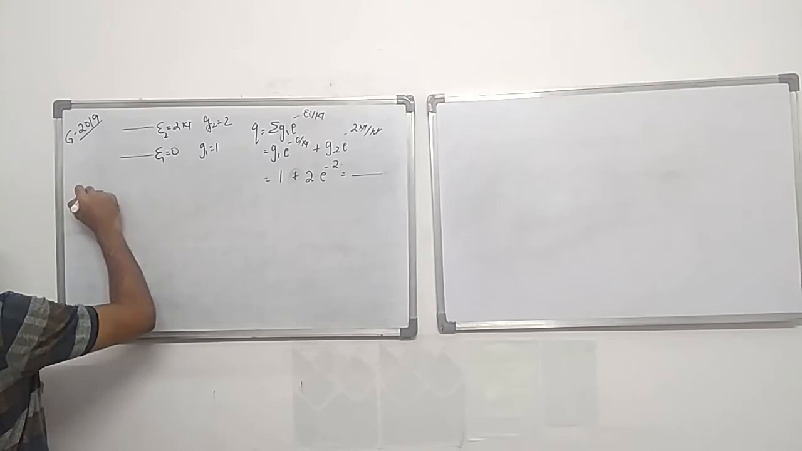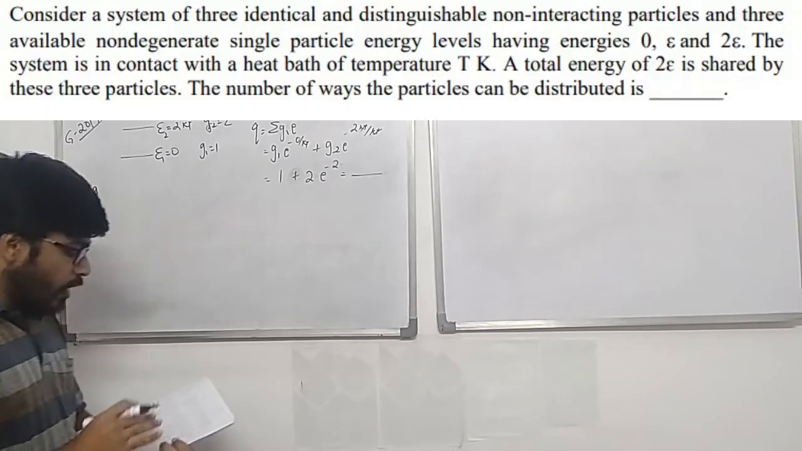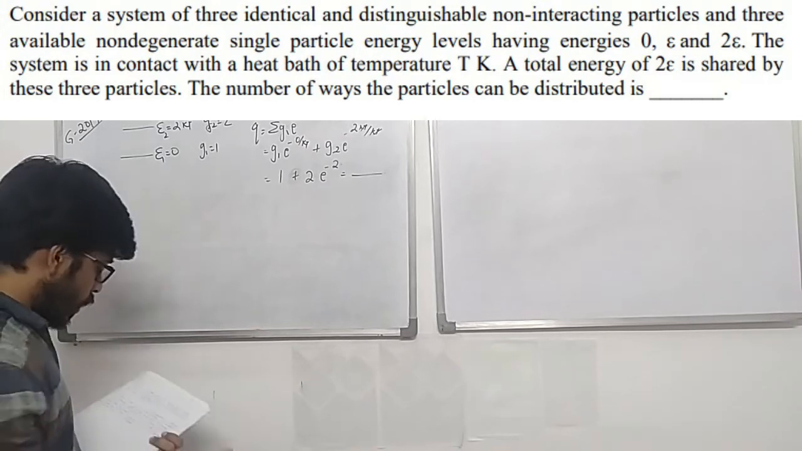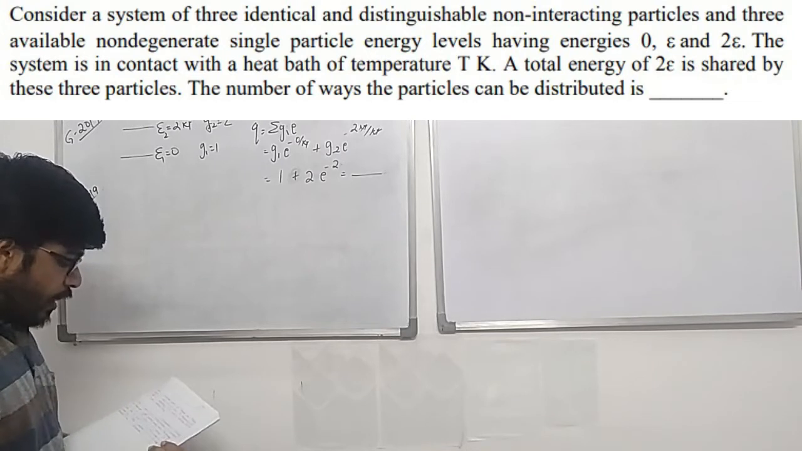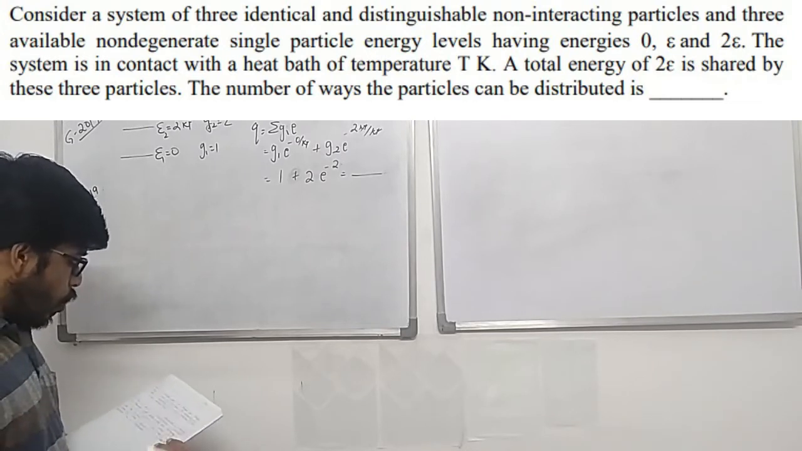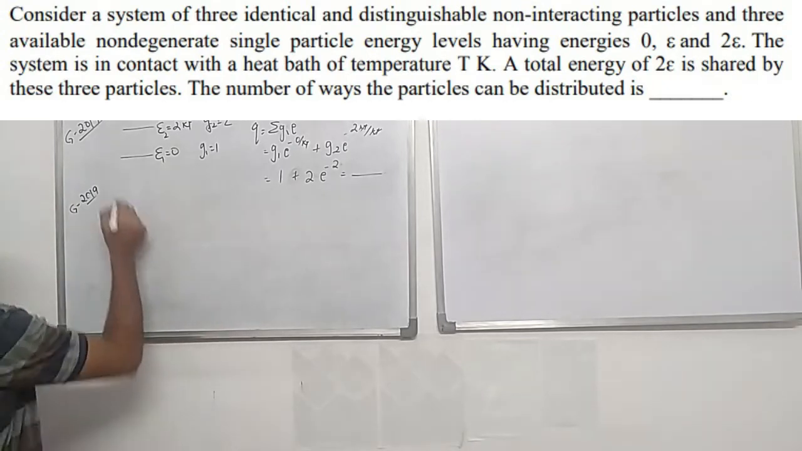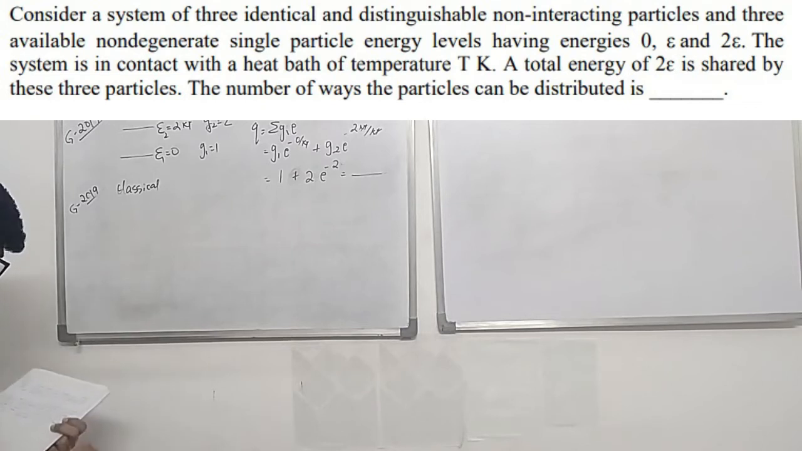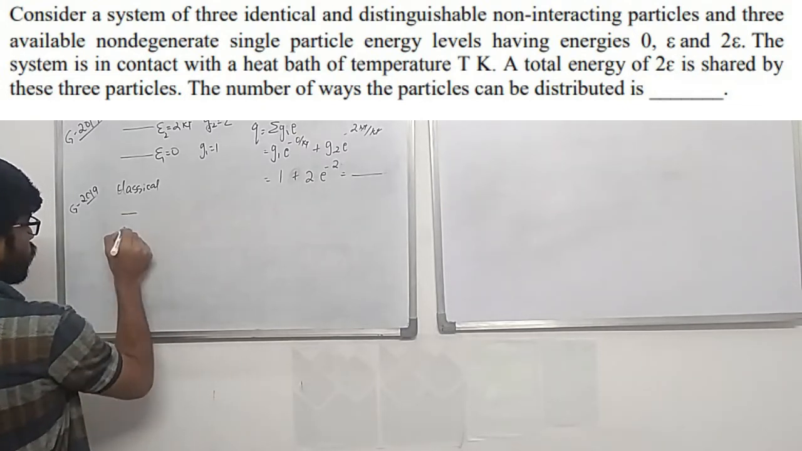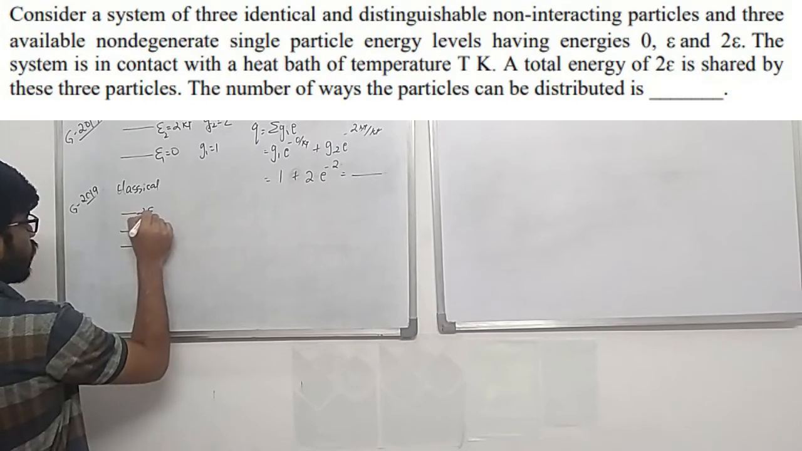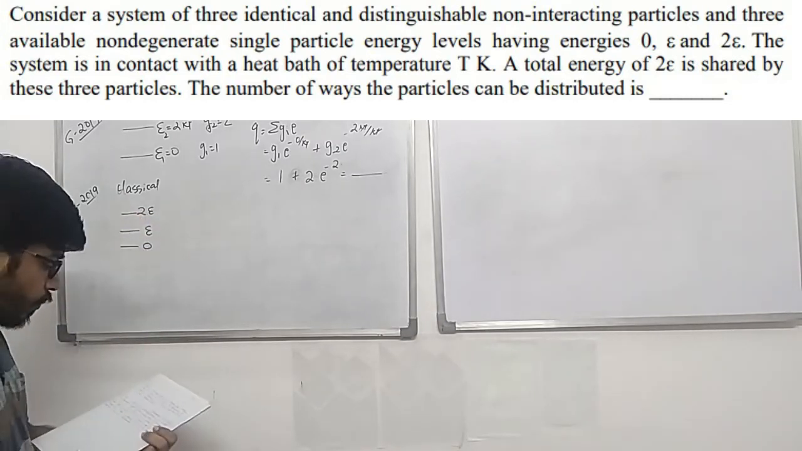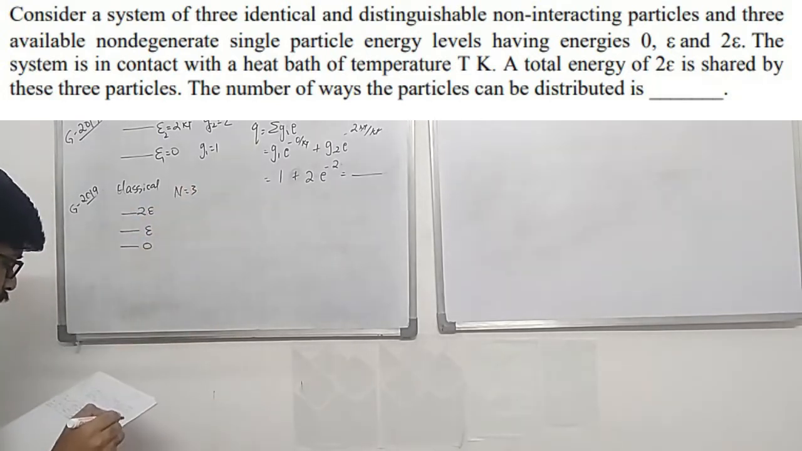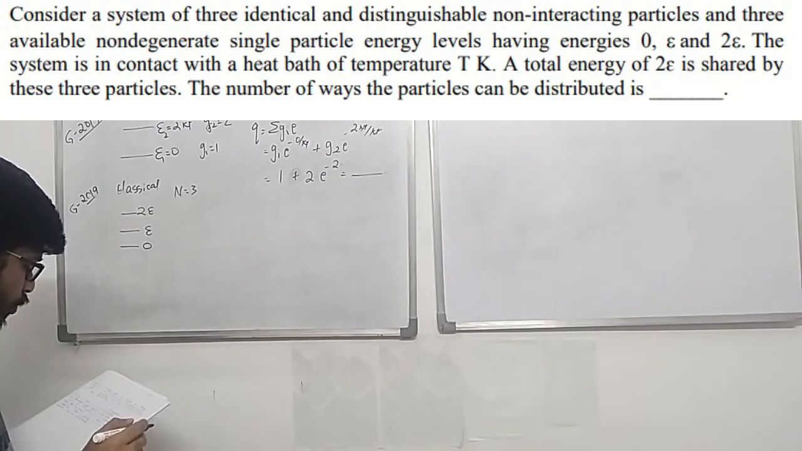Another question in GATE 2019 says, consider a system of 3 identical and distinguishable non-interacting particles and 3 available degenerate single particle energy levels having energy 0, epsilon, 2 epsilon. So when they are saying distinguishable, that means they are classical particles, and we will use the formula of classical particles. There are 3 energy levels having energies 0, epsilon, 2 epsilon. There are 3 particles, so your N is equal to 3. The system is in contact with a heat bath of temperature T Kelvin.